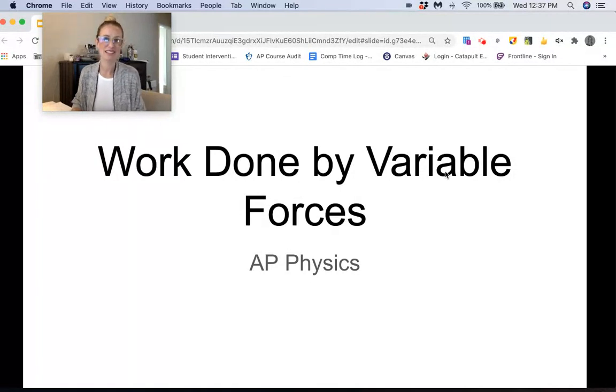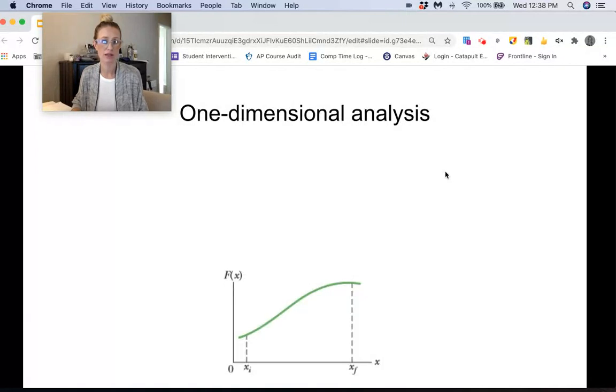Everyone, in this little lecture, we're going to talk about work done by variable forces. We know that equation we've learned for work previously, force times displacement times the cosine of theta. We can only use that equation if we have a constant force. In this case, we do not have a constant force.